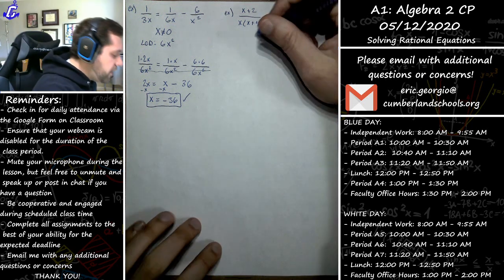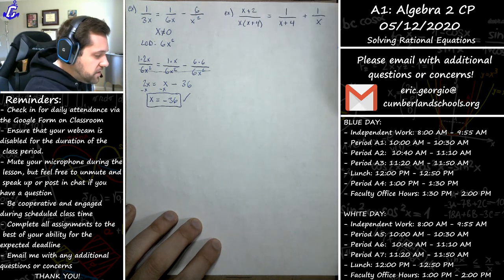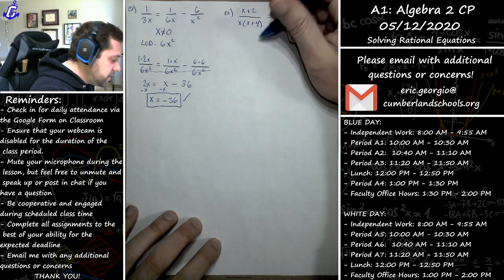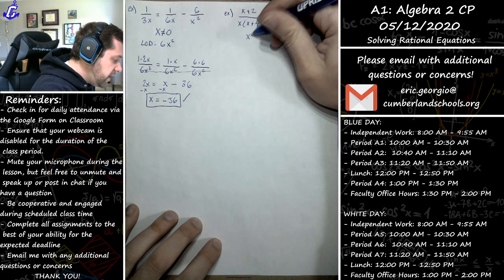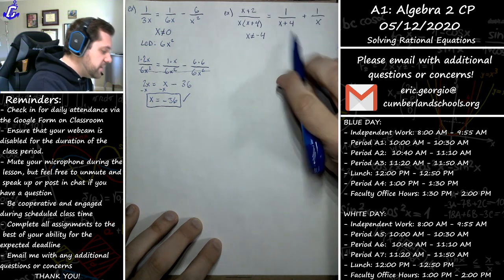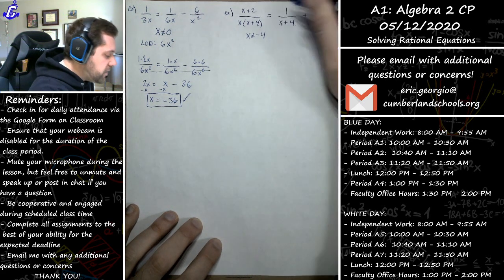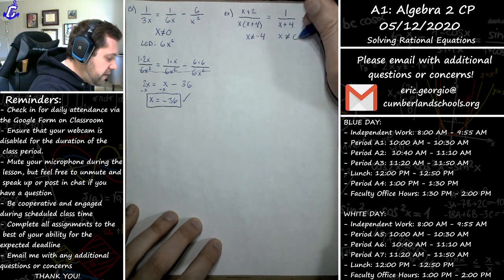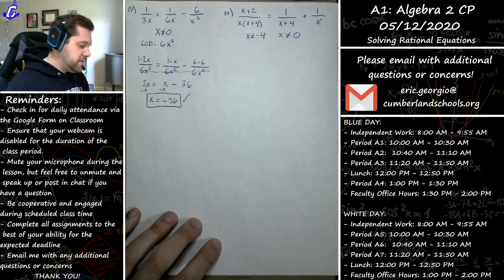First, we start with our domain restrictions. Everything's already factored. Notice that's a nice thing. We don't have to factor. So our domain restrictions here, we definitely cannot equal -4 because -4 plus 4 would be 0. We also can't equal 0 itself. That's what we already established over there. So those are our domain restrictions.